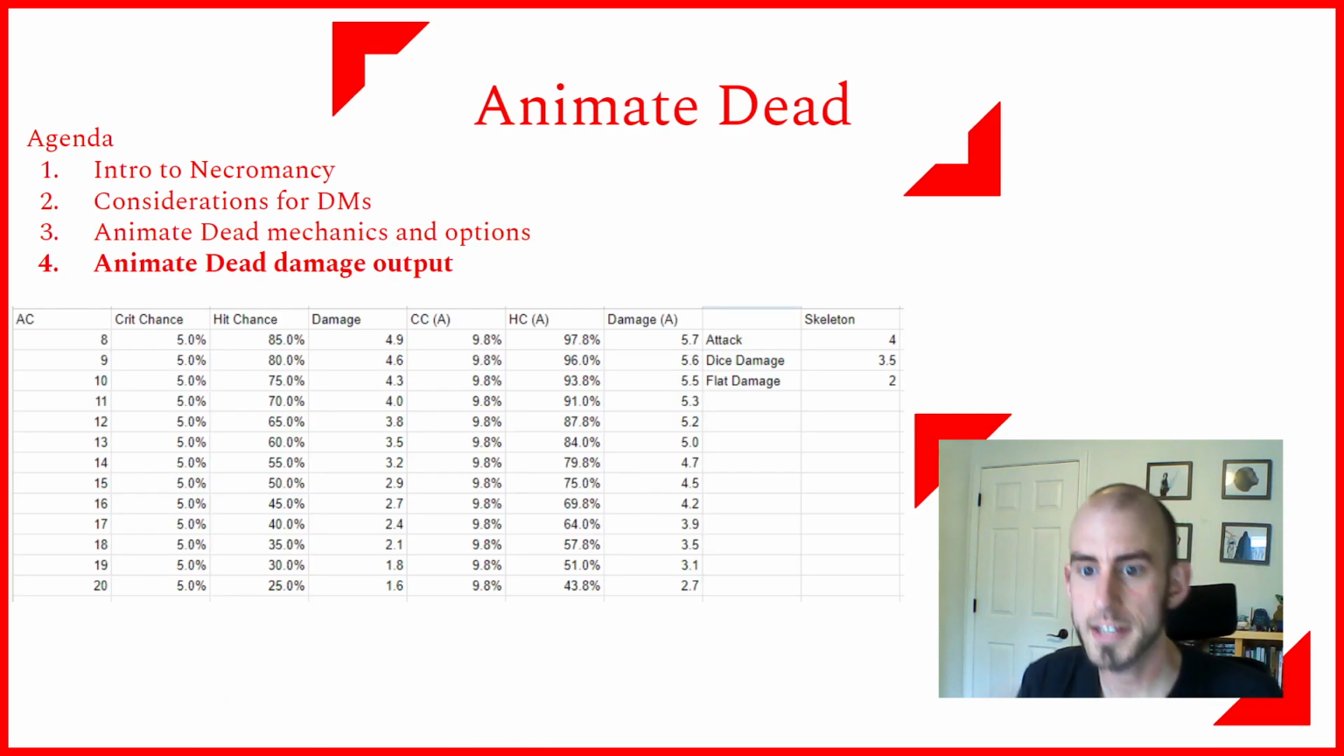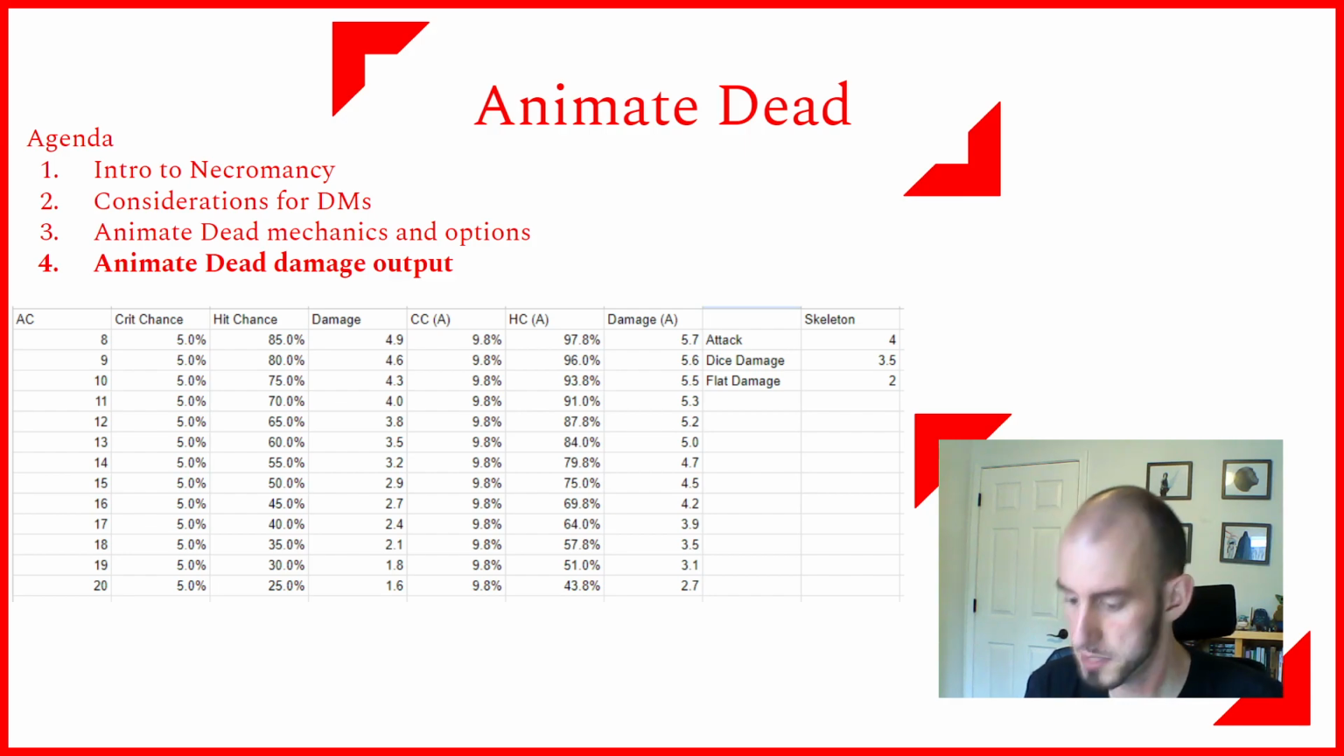So what is the general damage output of this spell? I have made a calculator for this that I'm using as the basis. One of the cool things is that the damage of the skeletons doesn't really change as you level up, with the exception of one case. We can see the damage output here versus a variety of ACs and whether or not you have advantage. When I'm doing these numbers, I am not going to assume we have advantage; we're just making straight rolls.